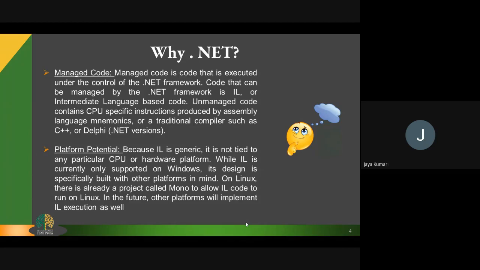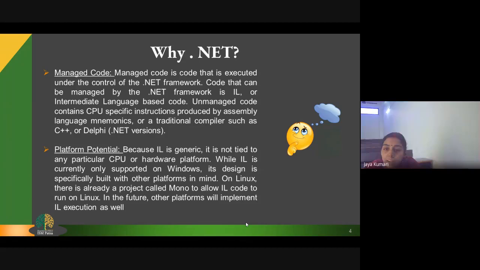Now, the next is platform potential. As we know, intermediate language is generic, and this language is not tied to any particular CPU or hardware platform. Therefore, we can say that this makes .NET platform potential, because platform potential means the application which you have developed can be executed on any platform, irrespective of any CPU architecture or hardware. So we can say that .NET supports platform potentiality.